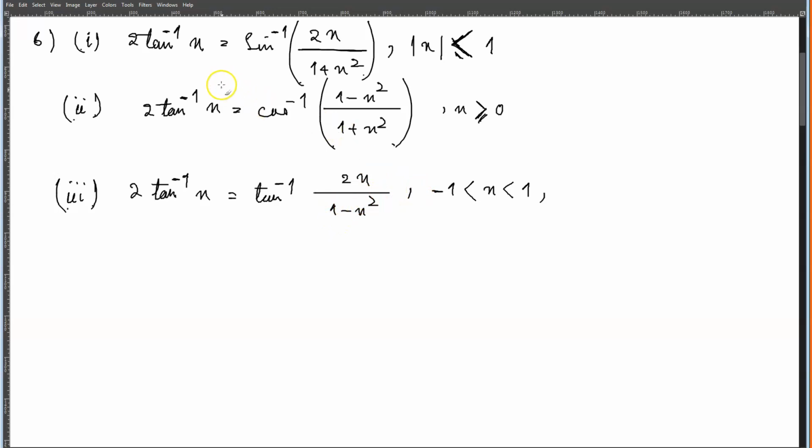Now, to prove the first one, sine inverse of 2x over 1 plus x squared is equal to 2y. To prove these, if I let tan inverse of x equal to y, then x is going to be equal to tan y.